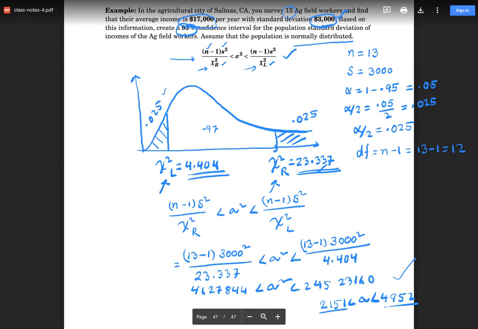So this is how you will do a confidence interval for population standard deviation. It is a very standard process, and you just need to follow this. And keep in mind that the chi-square distribution is cumulative from the right.